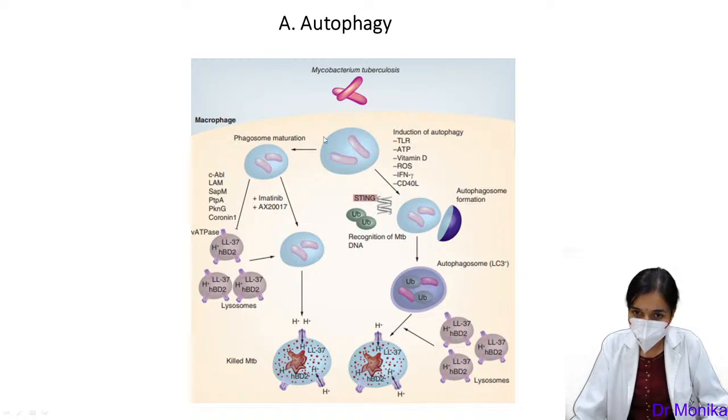After the MTB infection, the bacilli are delivered to the autophagosome by STING, the stimulator of interferon genes, which flags these bacilli with ubiquitin. The autophagosome has receptors to recognize this ubiquitin, and after that it fuses with the lysosome, which leads to the killing of Mycobacterium TB. So what causes the induction of autophagy? These are toll-like receptors, ATPase, vitamin D, reactive oxygen species, interferon gamma, and CD4 T ligand. And what causes the inhibition of autophagy are protein kinase G, the coronin 1 expression by the MTB, etc.